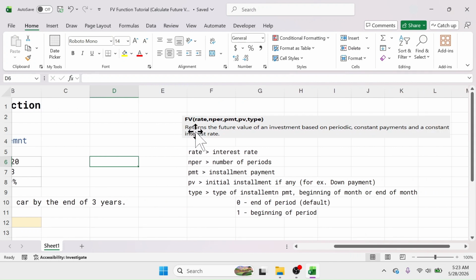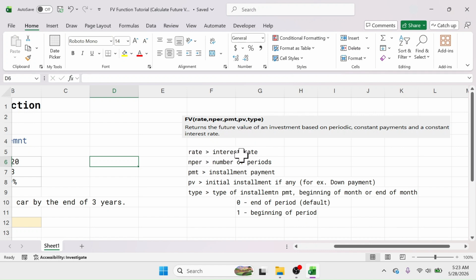The FV function returns the future value of an investment based on periodic constant payment and a constant interest rate. This function has a total of 5 arguments. These are rate, NPER, PMT, PV and type.